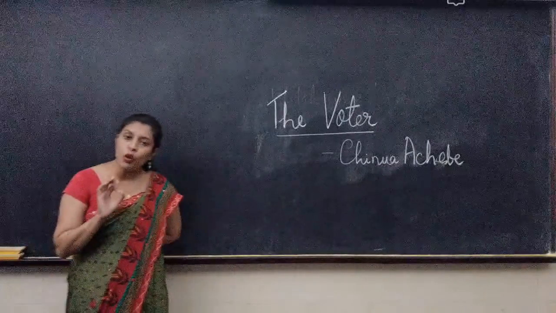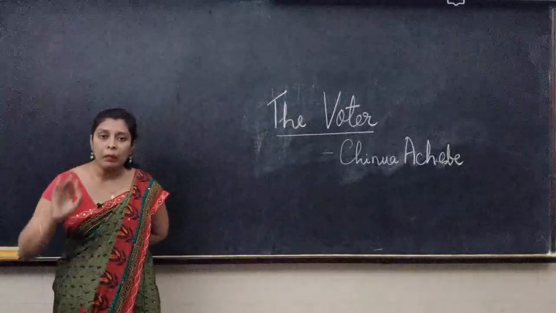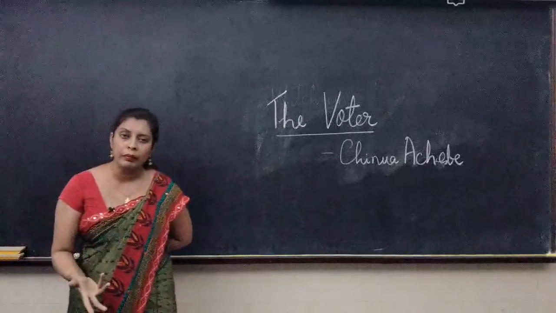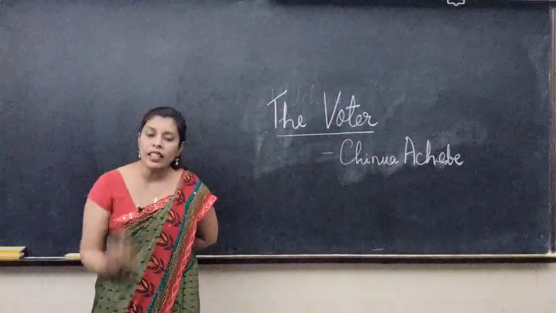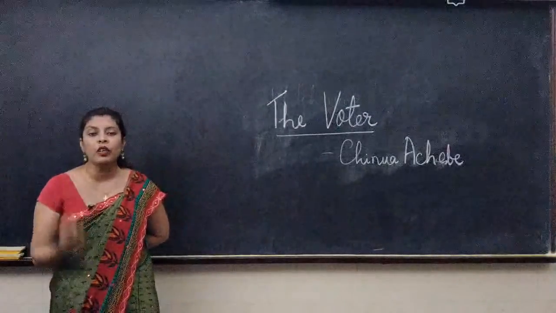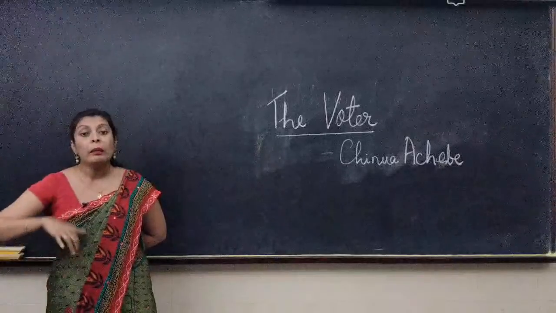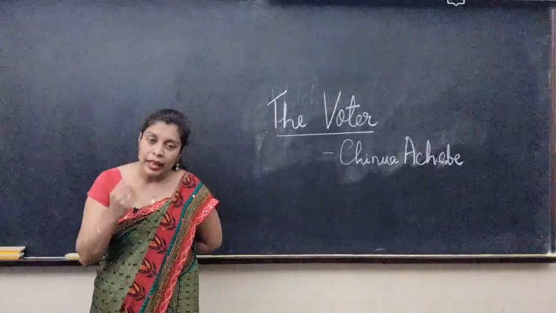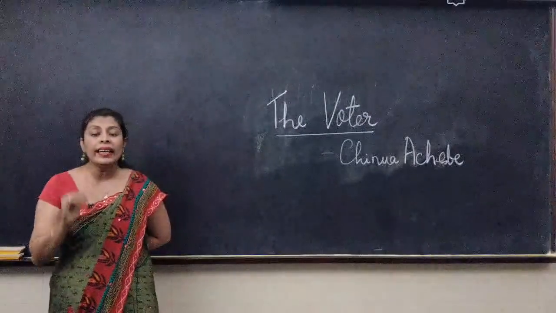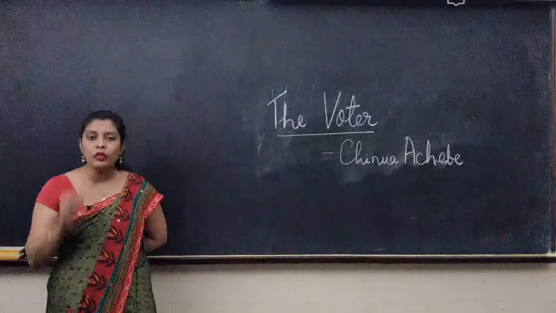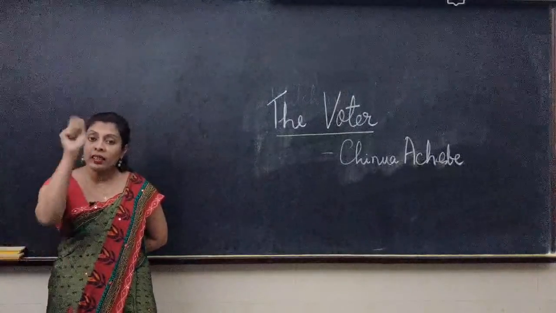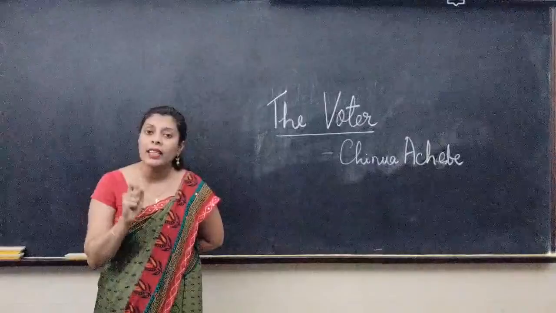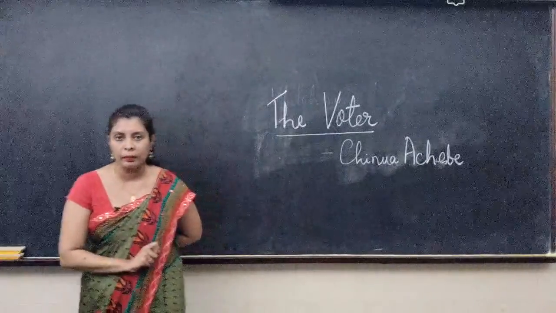Now, as you all know, what is democracy? Democracy is a government for the people, by the people and of the people. So, people are responsible for the formation of the government. Obviously, people elect their representatives into the government. When they cast their votes to these leaders, they will have some expectations from them.